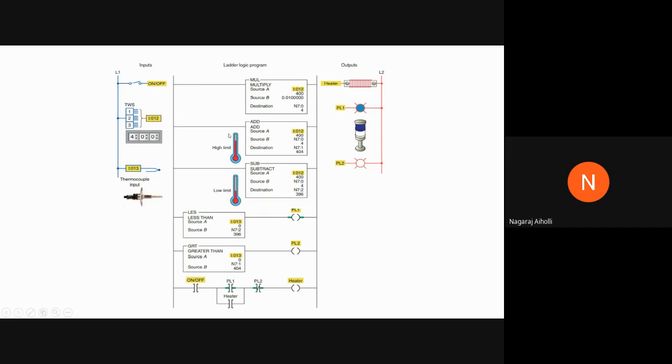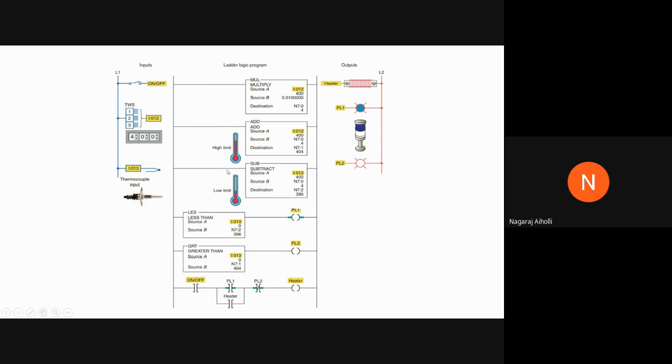Then when the second rung is activated, the add instruction is executed. Value in A is I:012, that is 400. Value in B is 4. So it will add the value in A with the value in B, that is 404. Then when the third rung is activated, it indicates the higher limit. The exact value of the temperature is 400, but it is more than 400. It is 404. It is the higher end.